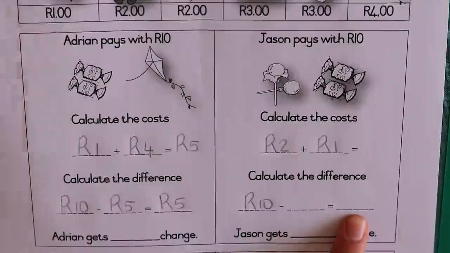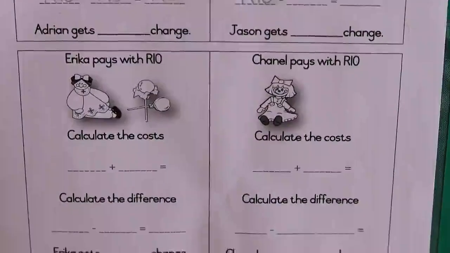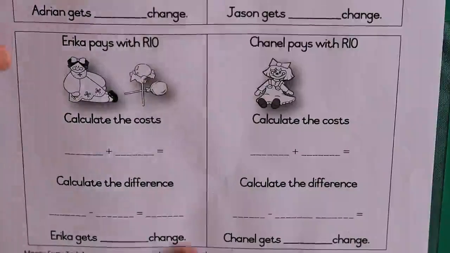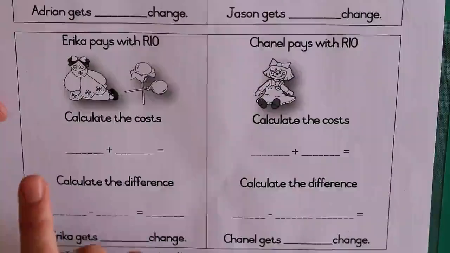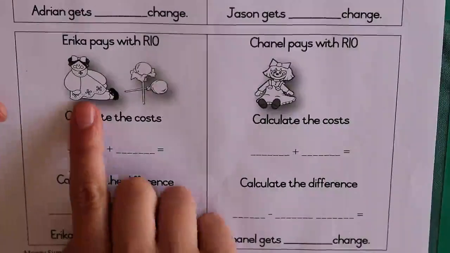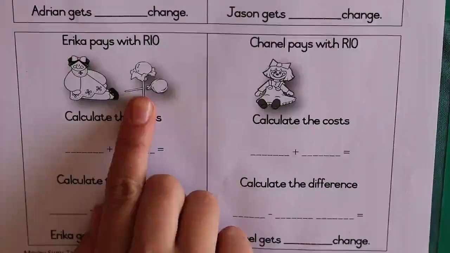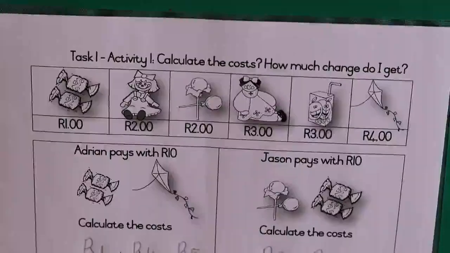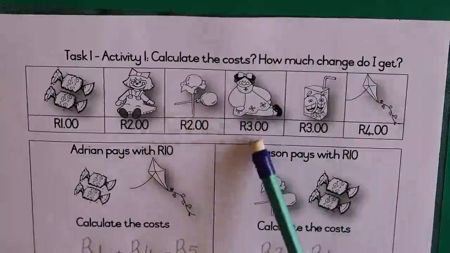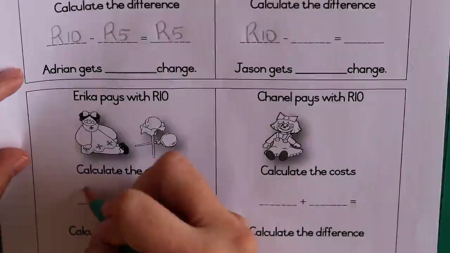Okay, let's look at the next one. Erica pays with 10 rand. So this time it's Erica going shopping. She wants to buy this doll with the dark hair, and she wants to buy lollipops. So let's go and look what the doll would cost. The doll with the dark hair is 3 rand. So you'd write down your 3 rand in your next line.